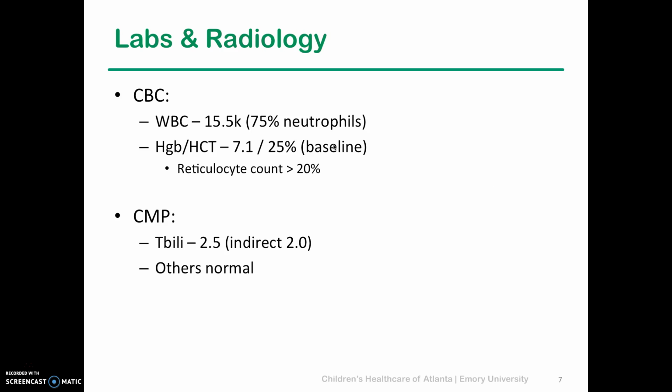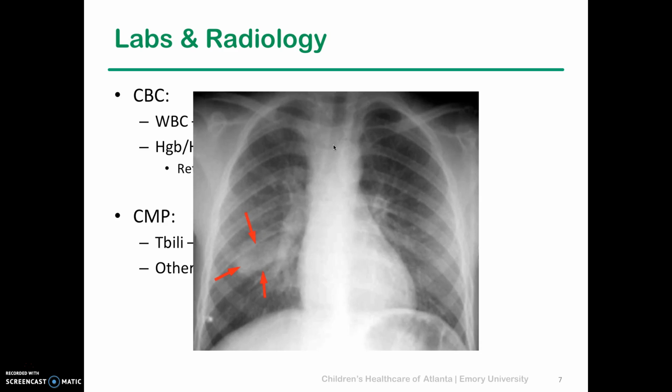The patient had blood cultures drawn along with a CBC and a CMP. He had a leukocytosis with neutrophil predominance. His hemoglobin was 7.1, which was near baseline based on review of his outside clinical record chart. His reticulocyte count was high, as was his indirect bilirubin, indicating ongoing hemolysis. His other CMP labs were normal. The patient was urgently sent for a chest x-ray, where it was noted that he had an infiltrate in his right lung base, suggesting the patient had acute chest syndrome.